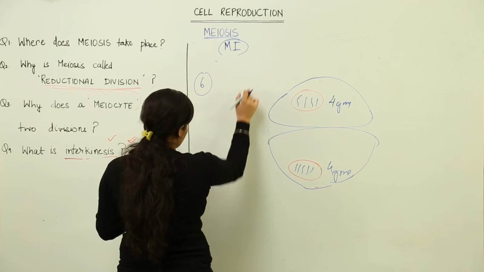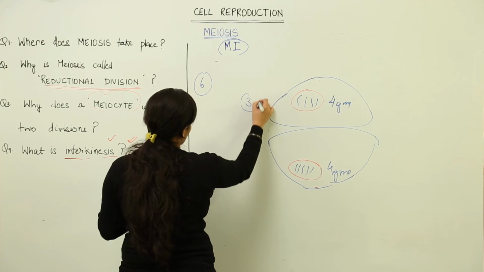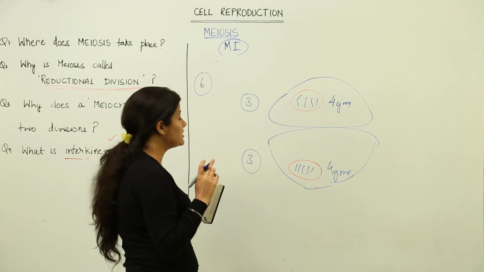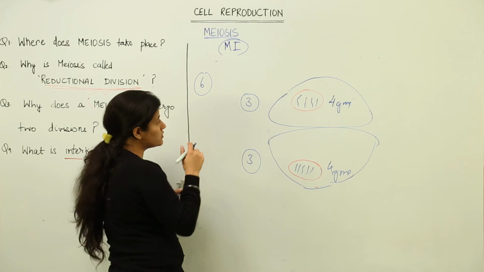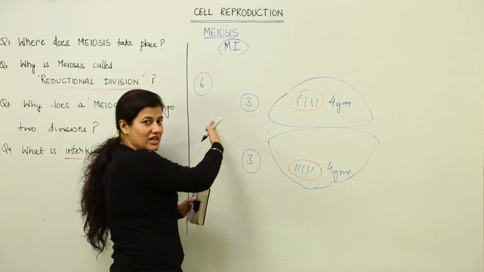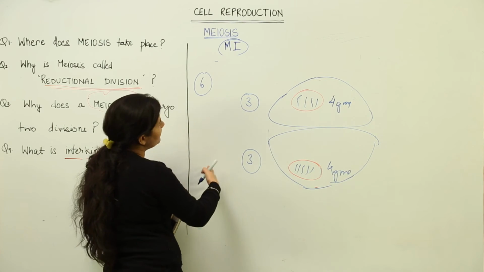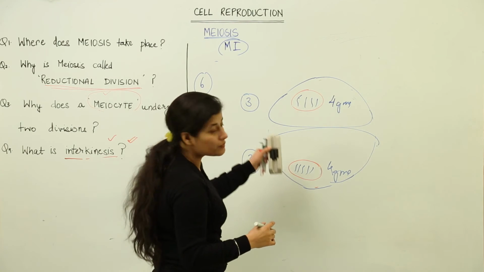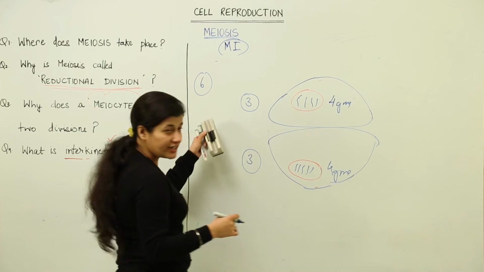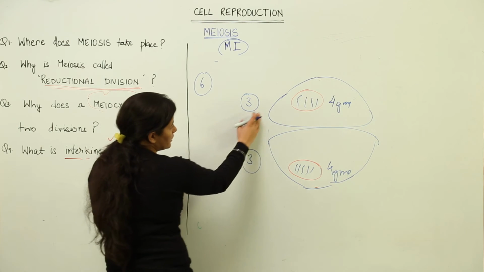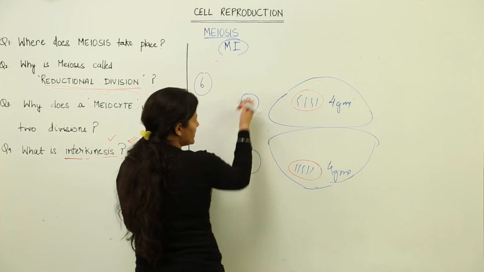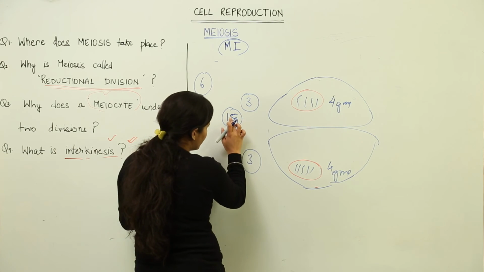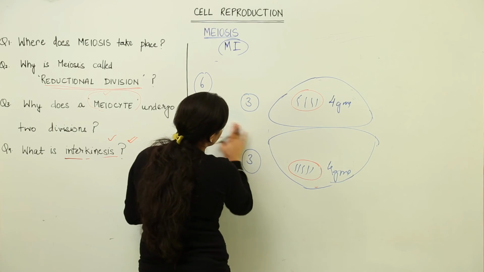Now both the daughter cells are going to have 3 chromosomes. But if we talk about genetic content, we had discussed in the earlier class that in meiosis the genetic content is also reduced to half and the chromosome number is also reduced to half. So how are we supposed to reduce the genetic content as well?